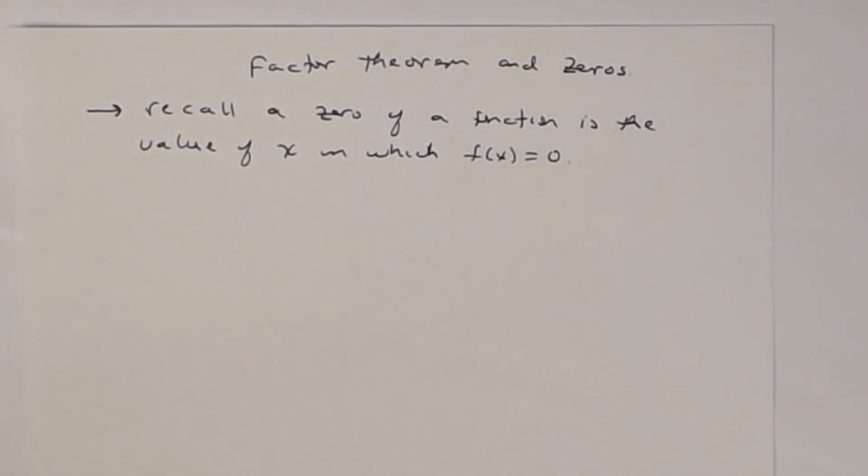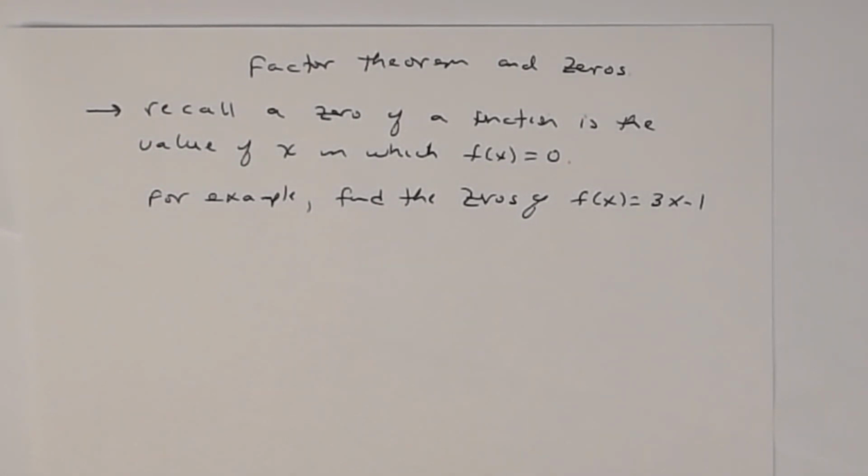So in this lesson, we're going to continue our discussion about the factor theorem, but in relation to zeros. And I want to remind you that you have done stuff with zeros in the past. So recall that a zero of a function is the value or values of x in which f of x is equal to 0.